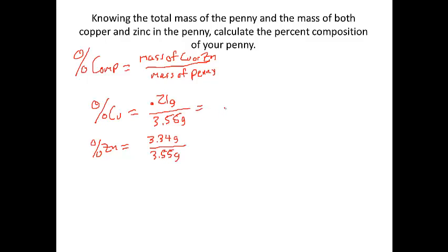This one will come out to 5.92%, and we're multiplying each of these by 100 to make them a percentage. So this should have a times 100 in it, and this one will come out to 94.1%. You can do this for each of your 3 pennies. Pretty straightforward.